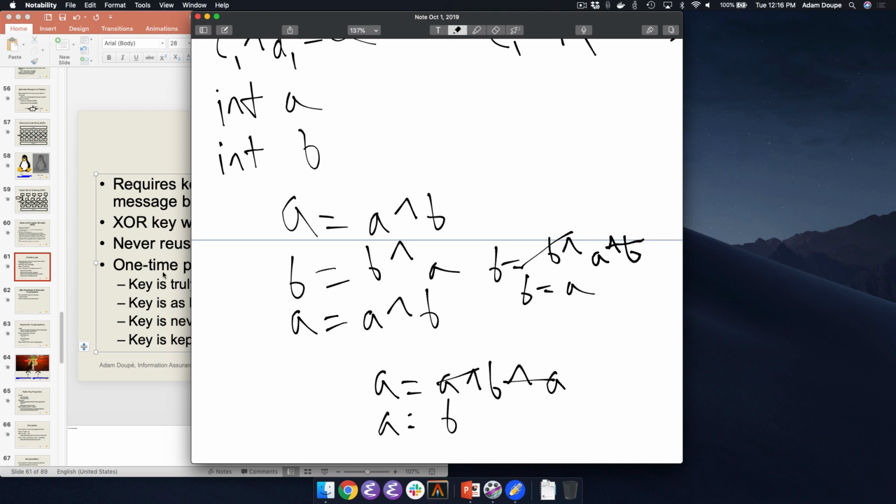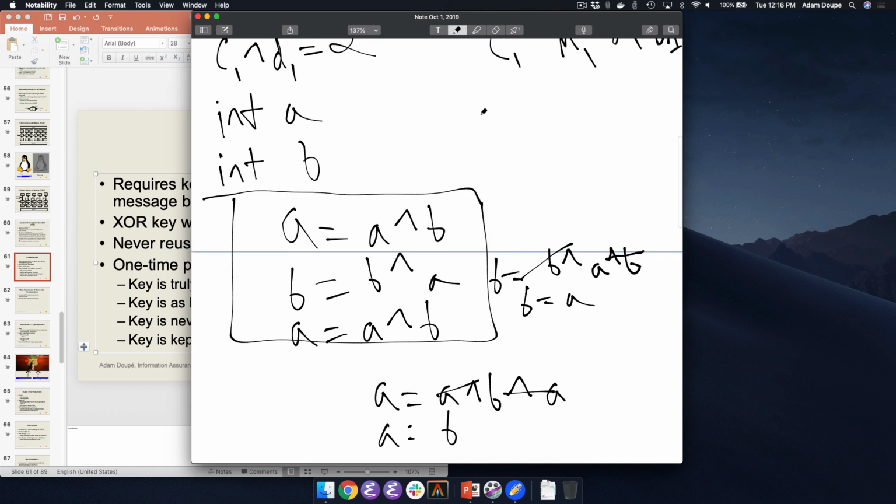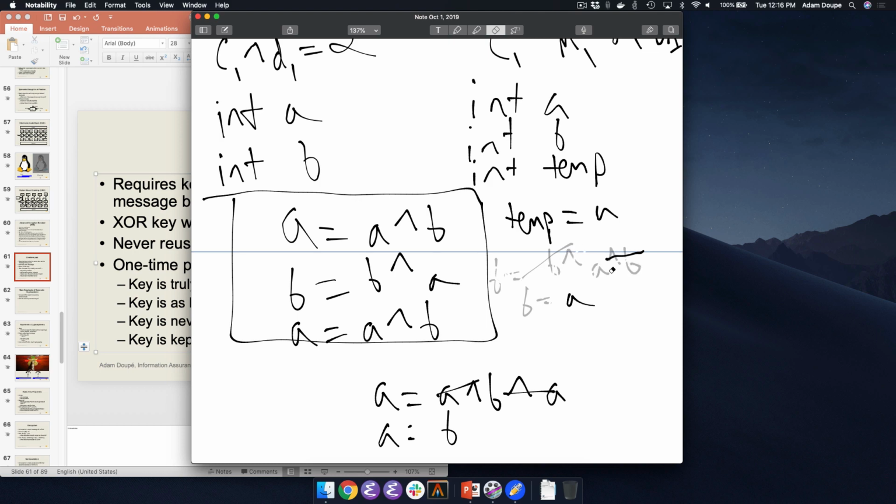Okay, this is a good question. What's the difference between this and what you would normally say: temp equals A, A equals B, B equals temp? I don't know, what's the difference between the two?